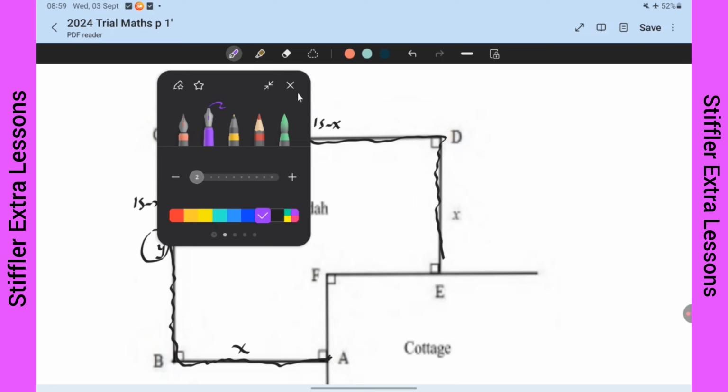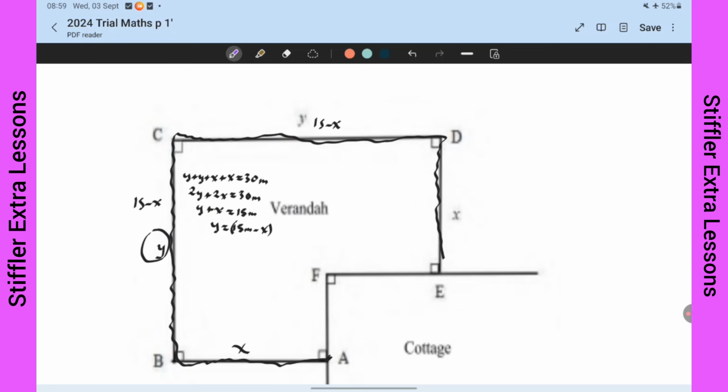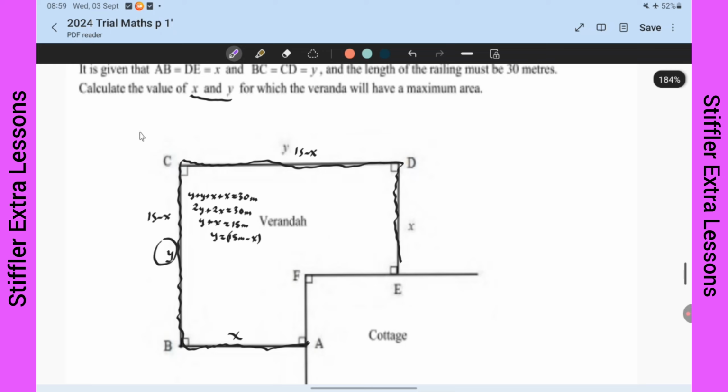The next thing is, let's now talk about the area, because now our Y is in terms of X. They said we must find the area of this railing for which it will have a maximum area. This is the area that we're talking about, that you have to deal with. But we can see that this is an irregular shape. We cannot deal with it without knowing the area of this whole shape.